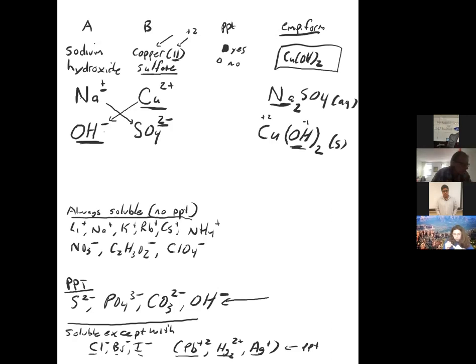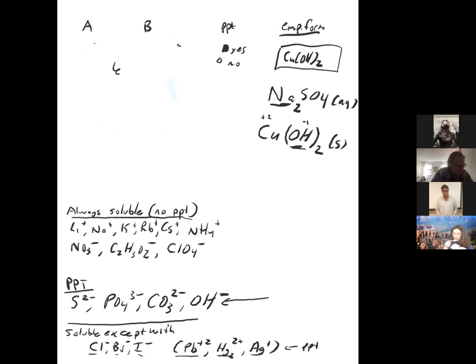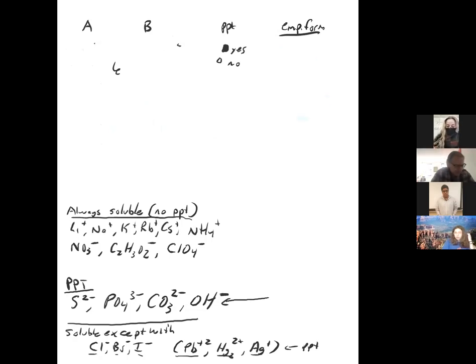So let's try one more. We got one more, and we got about 4 or 5 minutes. So let me just erase this here, and we'll use the same space here, because I want you to see the solubility guidelines. Okay, third one is nickel 2 sulfate. And it's going to react with manganese 2 iodide.